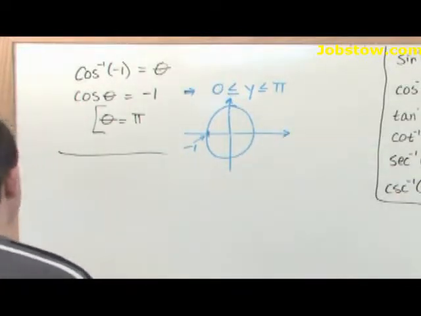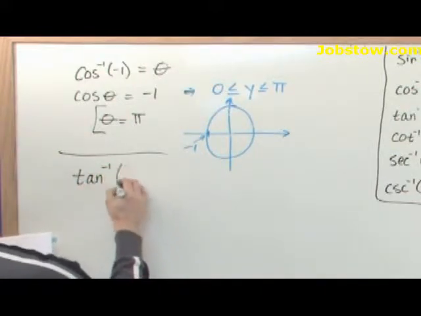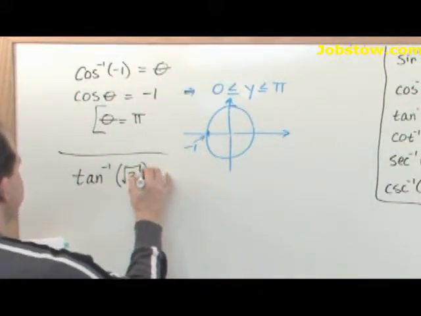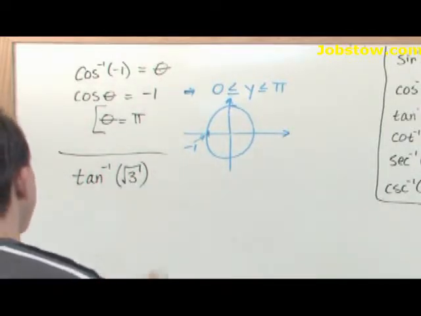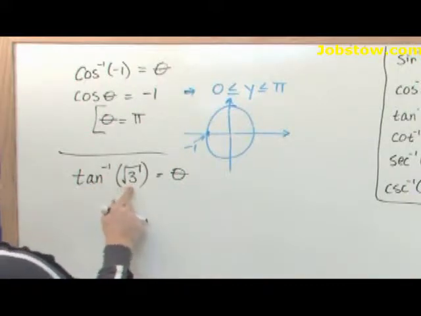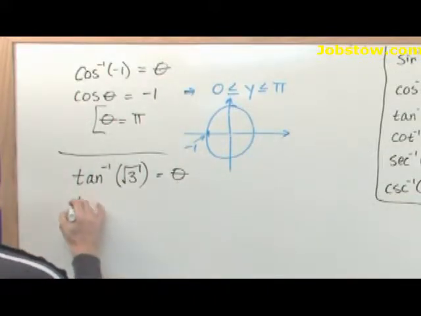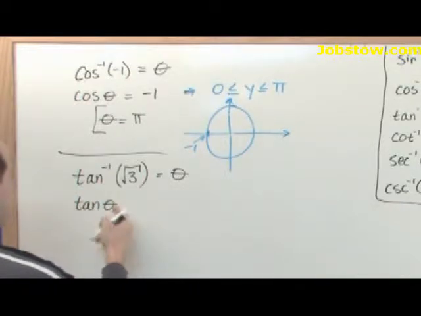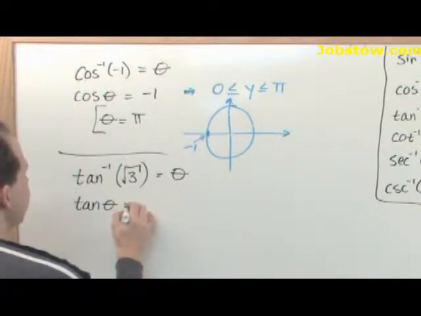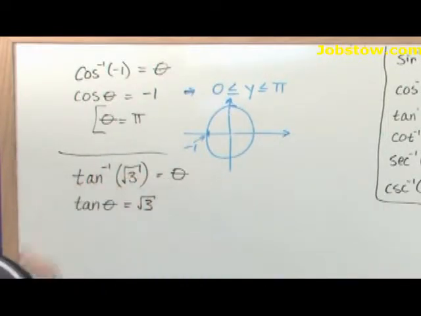We'll get some practice. What if we had the inverse tangent of square root of 3, and you wanted to find what angle this returned? So we're putting a number into the inverse tangent function, and we have to get an angle out. Now, what this means, just rewriting it, is that the tangent of some angle is going to equal the square root of 3. That's what this means. Tangent of some angle is going to give me that.